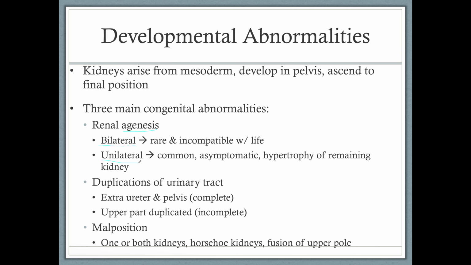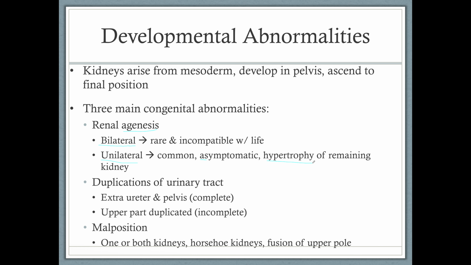Whereas unilateral agenesis is really interesting because it's a common disorder. It's asymptomatic, meaning that there are no symptoms of having only one kidney. Because the kidneys are so good at regeneration and more of a stable slash labile function, the remaining kidney undergoes hypertrophy so that it is big enough to take on the role of two kidneys. So generally, people don't know that there is an abnormality until they have a CT scan of the abdomen, and then they're told they have one kidney.